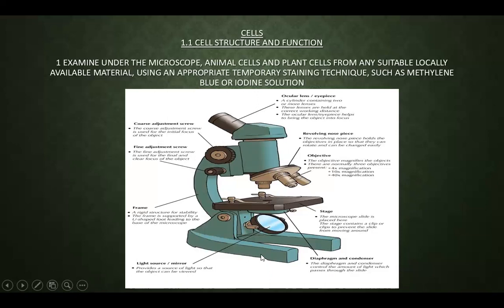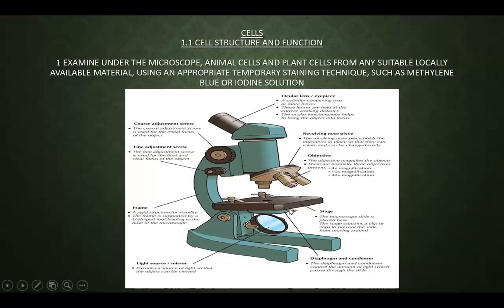Let's quickly review the base, then the arm or the frame, the eyepiece, the body tube, the nose piece, the objective lenses, the stage. On the stage, we have stage clips. Then we have the mirror, and we have the coarse adjustment screw to position the body tube, the fine adjustment screw for clarifying your image, and the inclination joint for setting your microscope at an angle.